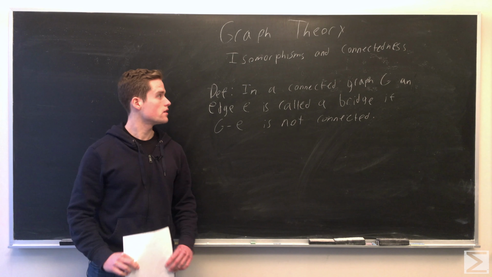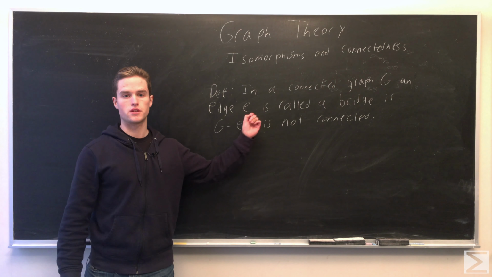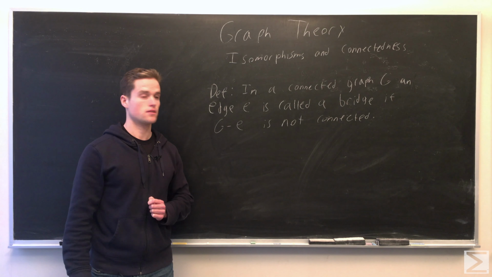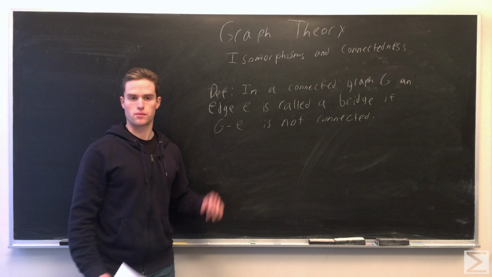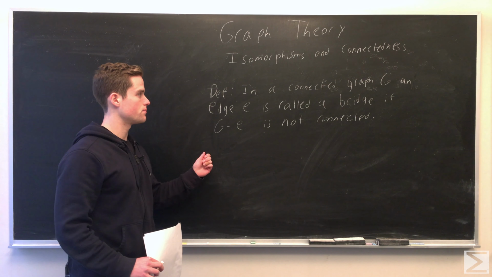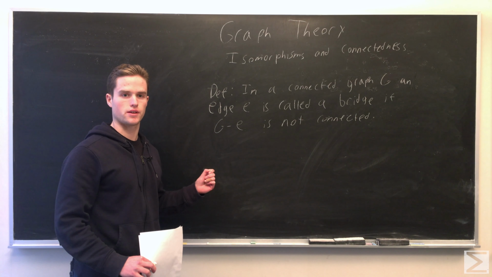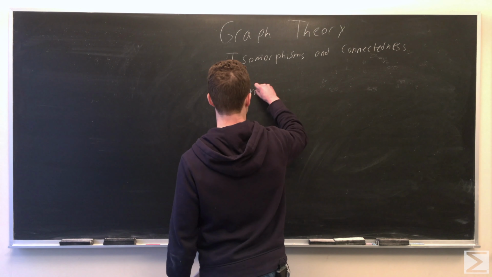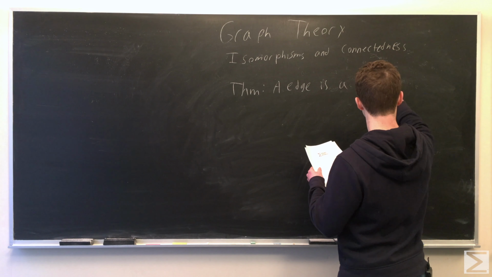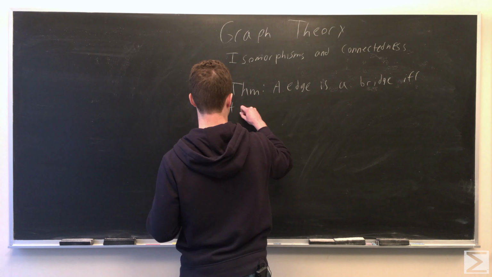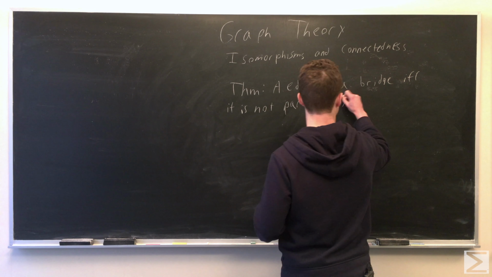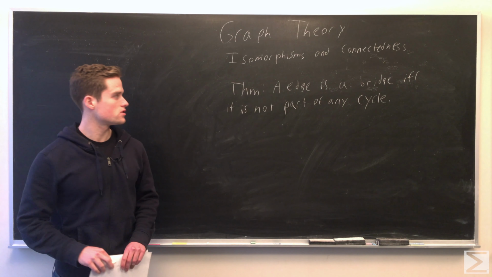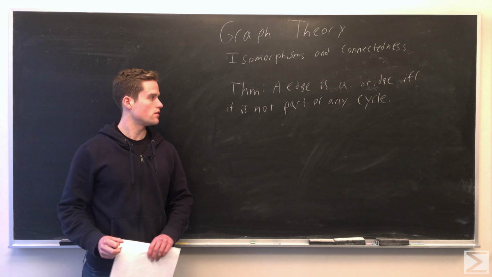So one more definition. If we have a connected graph G, an edge is called a bridge if G without this edge is disconnected. And with that, we can prove a necessary and sufficient condition for an edge to be a bridge. An edge is a bridge if and only if it is not part of any cycle.